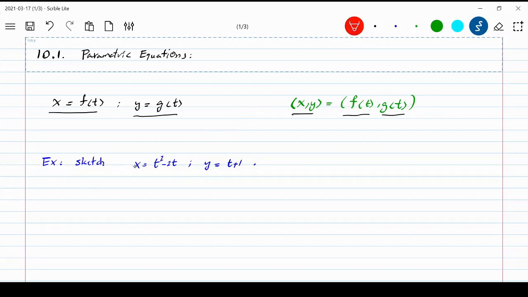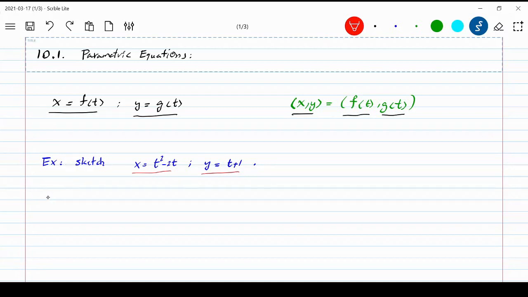Let's say they've asked you to sketch this curve. We don't really know how the curve looks at the moment. x has been represented by a variable t, and on the other side y has been represented by the same variable t. So x and y are related to each other by the same variable. If instead of t it was z, then you cannot relate x and y. So here we have t plus 1. Okay, and we're trying to sketch this.